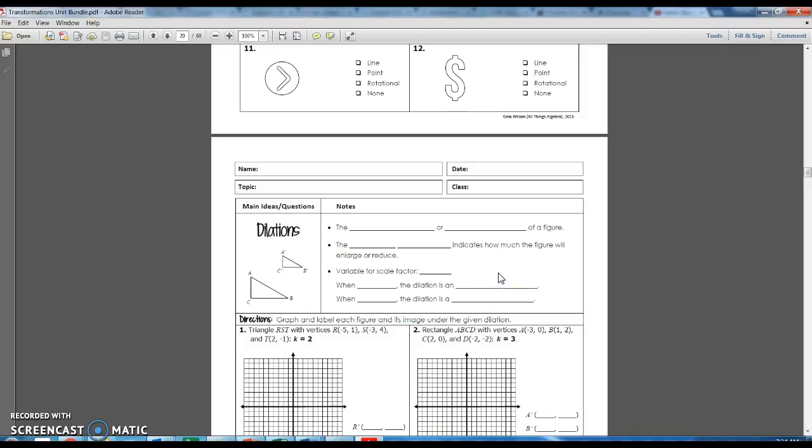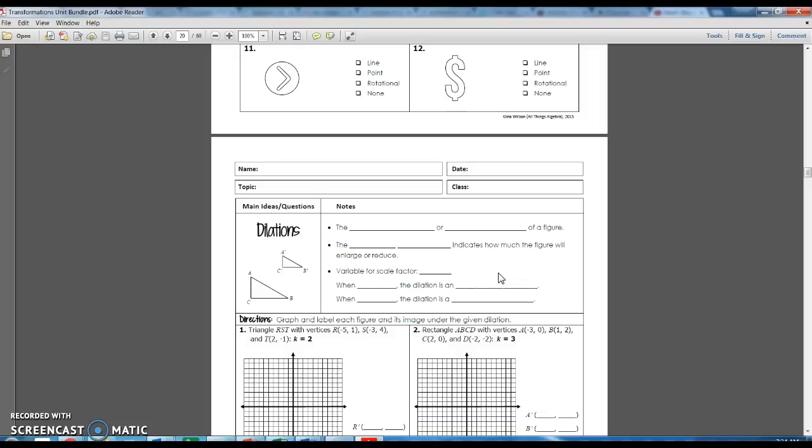That is the number that I'm going to multiply by if it's bigger than 1, or I'm going to divide by the number on the bottom if it's smaller than 1, which will make my picture bigger or smaller. If it is equal to 1, and this is not something you have to write down, then the size doesn't change because I multiply by 1. The variable for a scale factor is called k, so you can just write the letter k there.